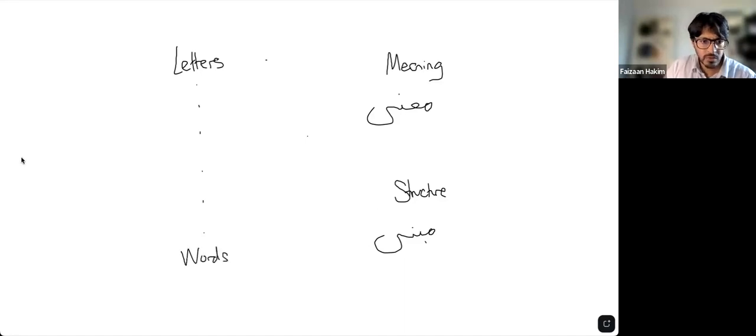Press at the top over here. Let's choose a nice color. Let's go for purple. Morphology, or علم الصرف. Now you might recognize this is an إضافة. علم الصرف.